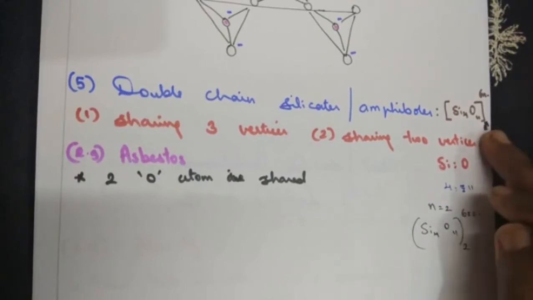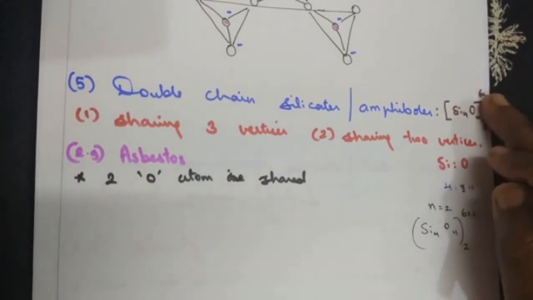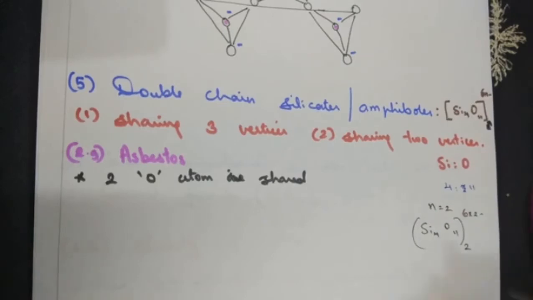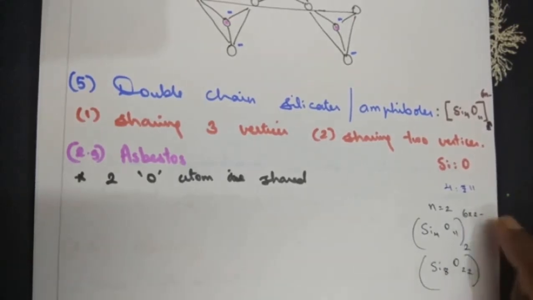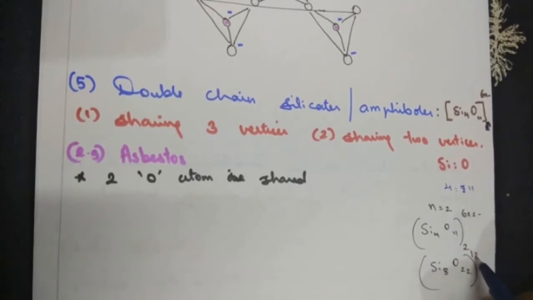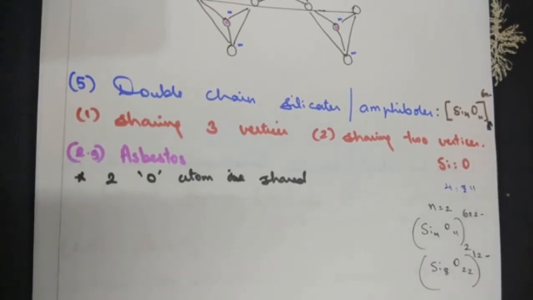Si4O11, instead of n I have written 2 here, and 6n minus 6 into 2 minus. If we calculate, 4 2s are 8, so Si will be 8 atoms. 11 2s are 22, so oxygen will be 22 atoms. The overall charge will be 6 2s are 12, minus 2, will be the overall charge.